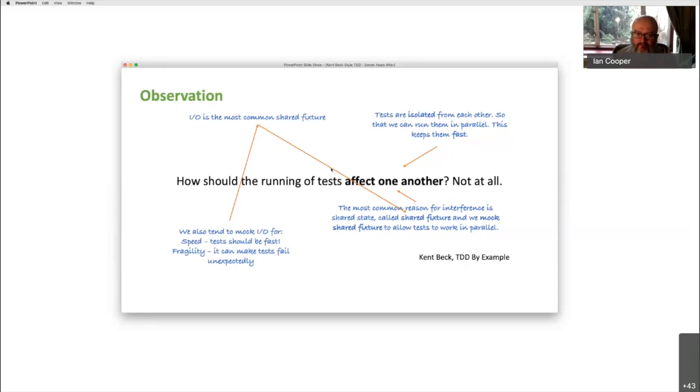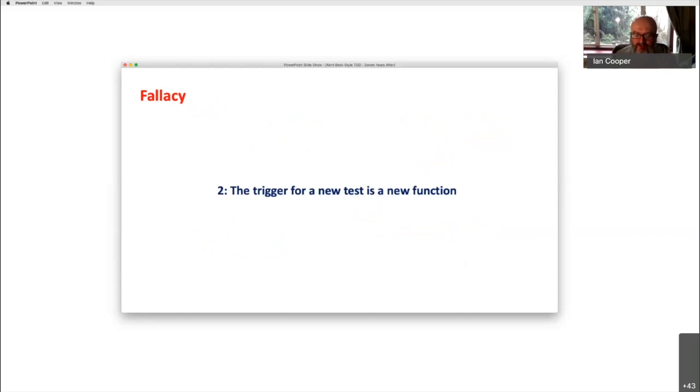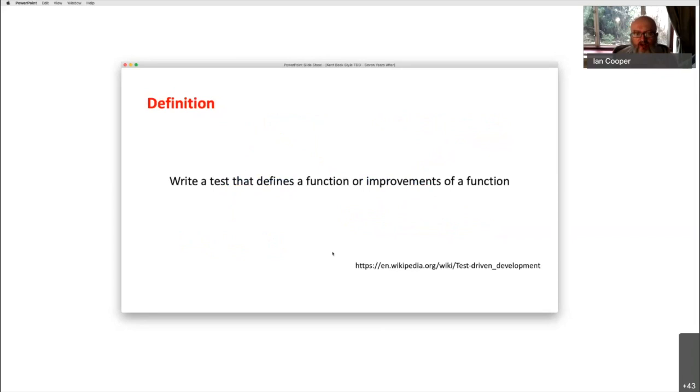The second real problem we see out there is this idea that the trigger for a new test is a new function. We see people writing something, saying, oh yeah, I need a new method in my class. I better spin up and write a test for that. And even Wikipedia has this line saying, what you do is you write a test that defines a function or improvements to a function. So this idea is focusing on the function as the key unit of abstraction that we're dealing with, right?